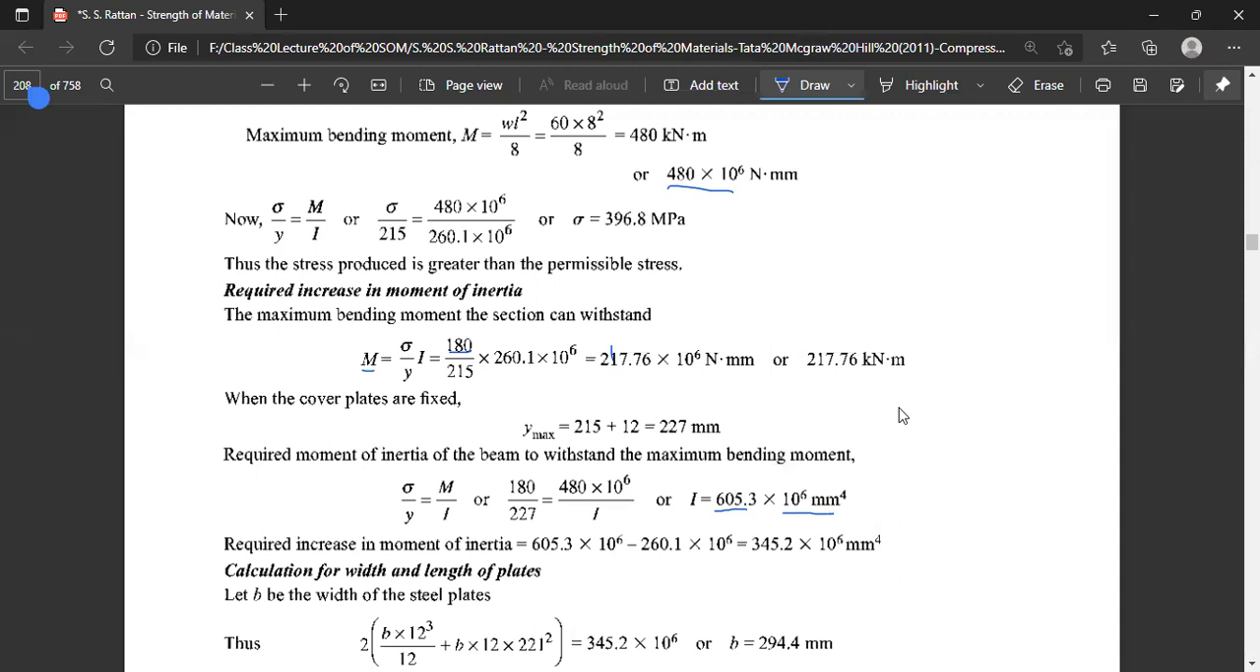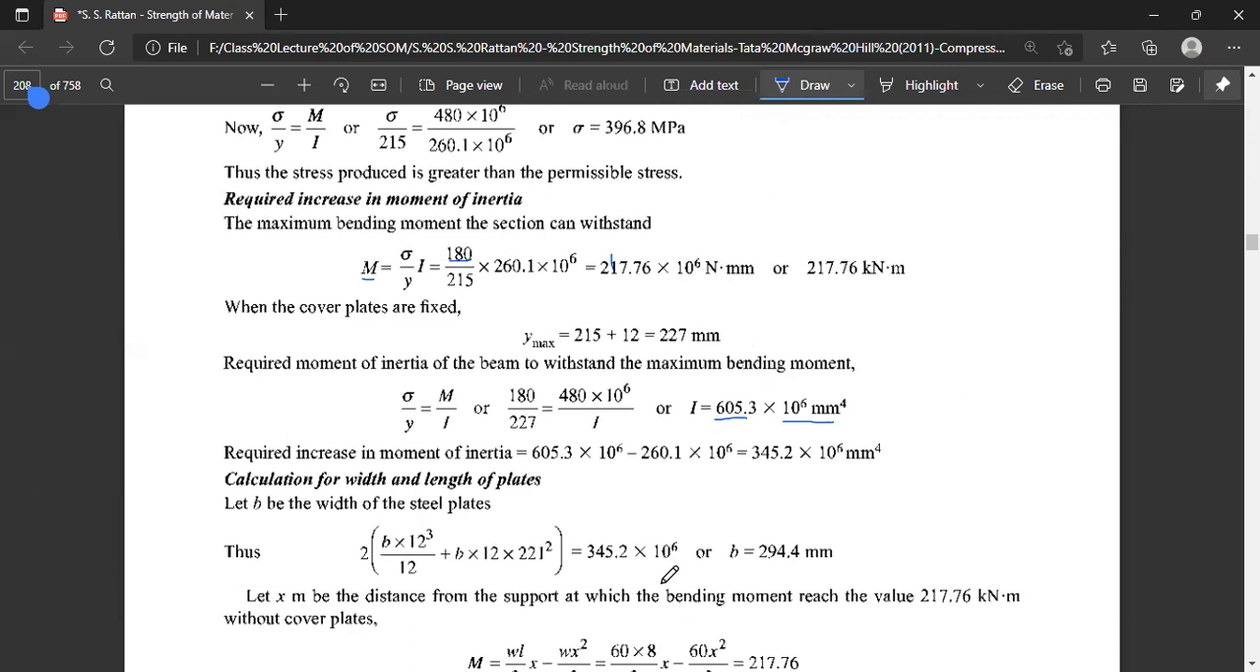So the increase in moment of inertia is supposed to be 206 into 10 to the power 6 minus 260.1 into 10 to the power 6, which is 345.2 into 10 to the power 6 millimeter to the power 4. It is the required increase in the moment of inertia. Now we are supposed to calculate the width and length of the plate. So what is the width?